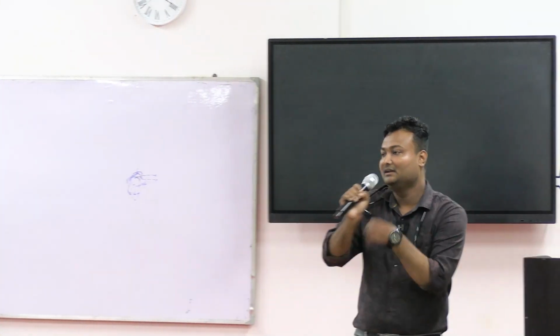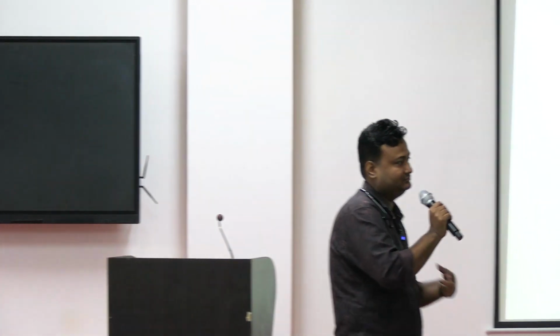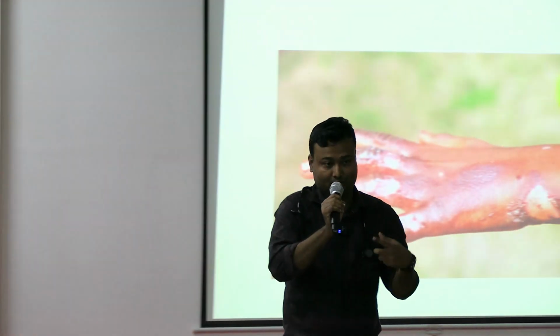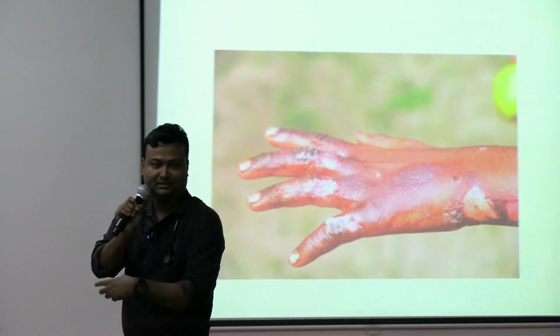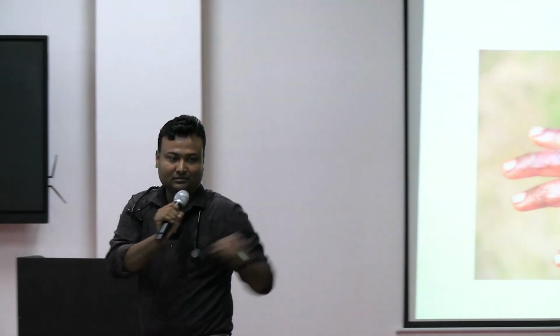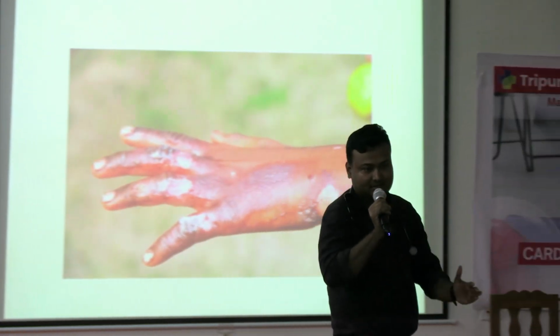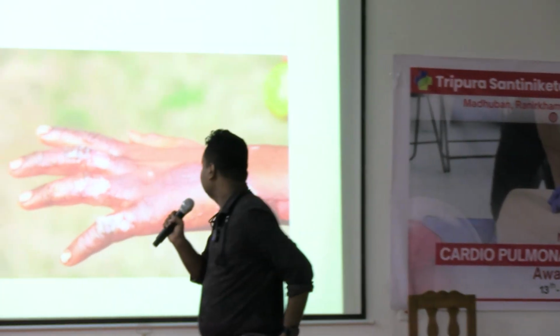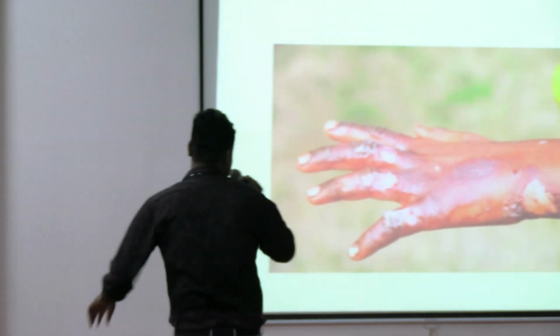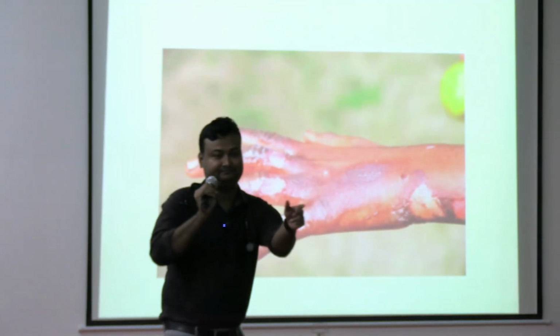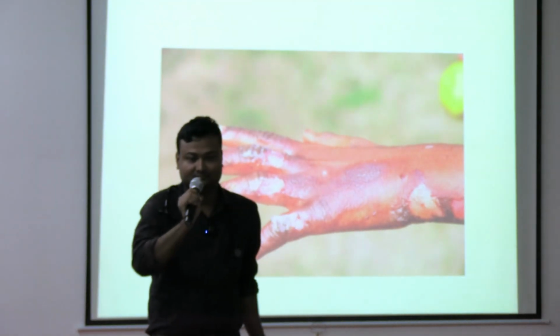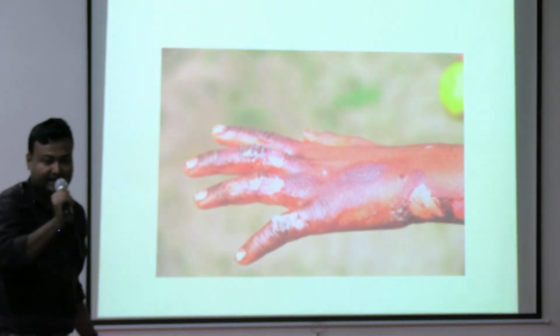A tourniquet means you can use any thread, any rope, or anything, just to prevent further bleeding. Okay, it is a last resort. Always it is a last resort. Next, what is this? It is a burn injury.